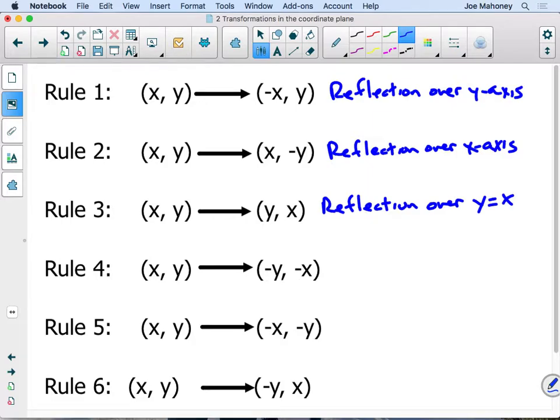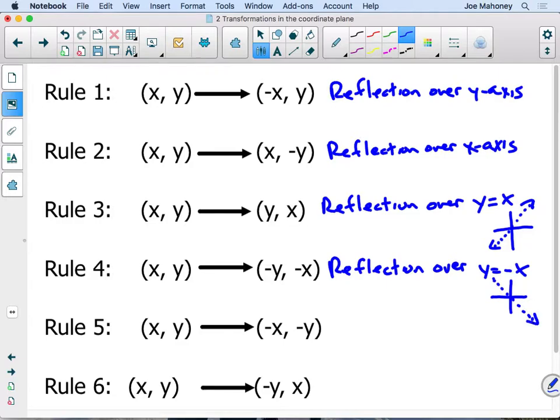So let's take a minute to think about what the line y equals x looks like. It's a line that has a slope of 1 and a y-intercept of 0. So the line y equals x looks like that. It's a diagonal line through the origin that has a slope of 1. So rule number 4 is a reflection over the line y equals negative x. And if we want to think about what that line looks like, it's the same as the one above, except it has a negative slope. So y equals negative x, or y equals negative 1x, slope of negative 1, y-intercept of 0.